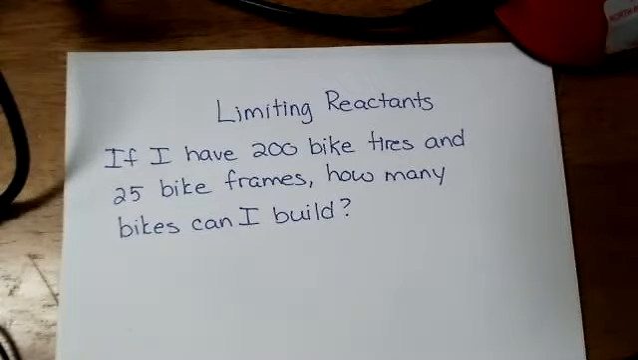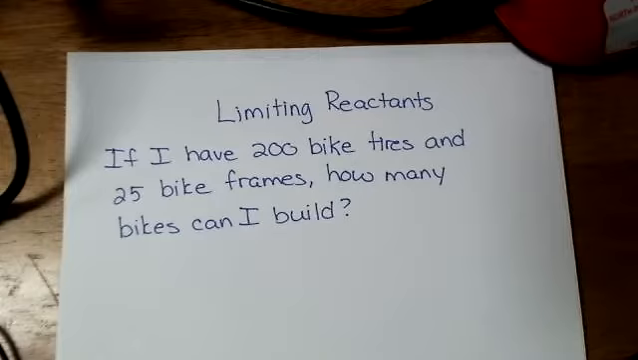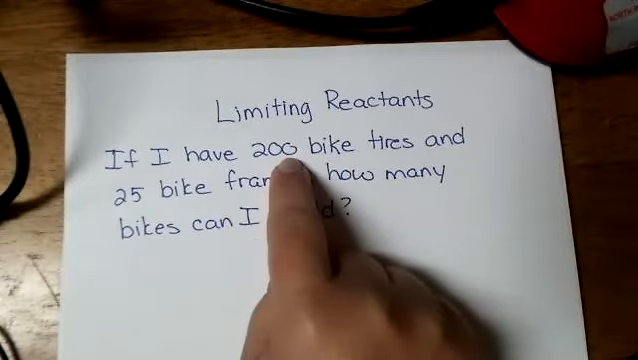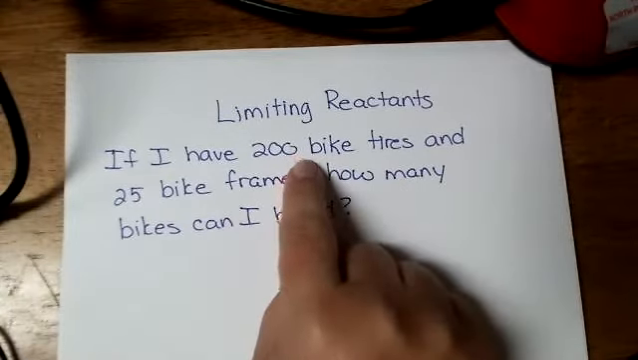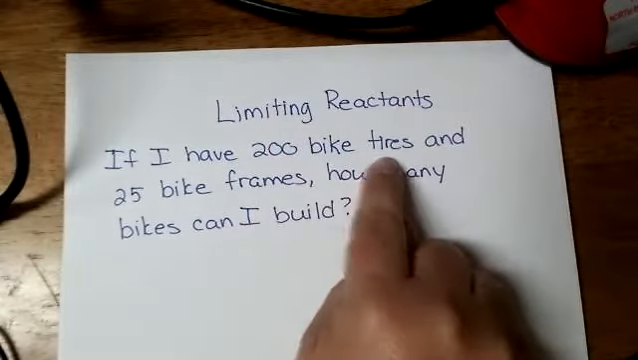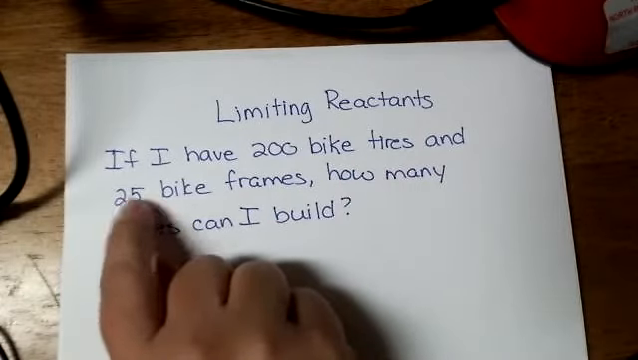Okay, so this is limiting reactants, and I always like to start off my limiting reactant lecture with a scenario like this. If I have 200 bike tires and 25 bike frames, how many bikes can I build? If you read the very first part, you see 200 bike tires and immediately say, oh, that will make 100 bikes since a bicycle has 2 tires. However, when you read on, you realize that there's only 25 bike frames.